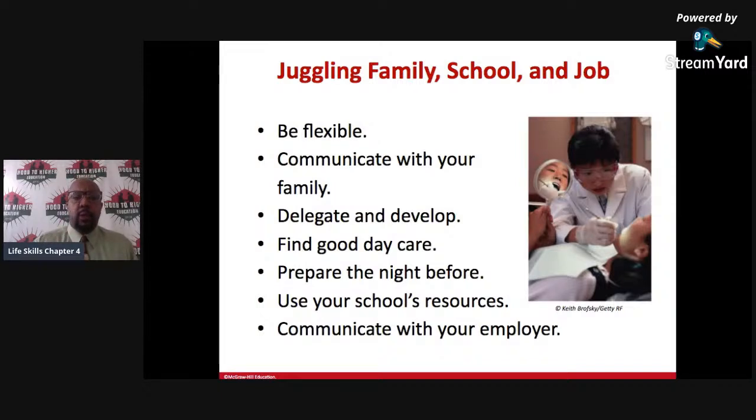Juggling family, school, and job. Now, this can be complicated because many of the students that I work with, not only do they go to school full time, but they work full time. So how do we balance those? It can be challenging.